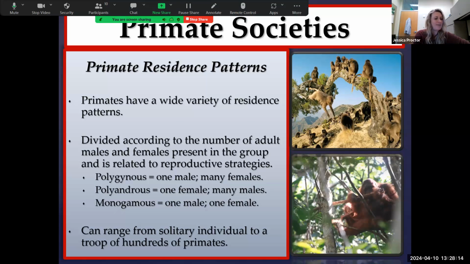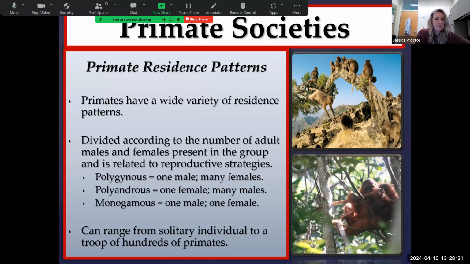And then polyandrous is the opposite. Polyandrous is one dominant female mating with all of the males in her home group as the reproductively receptive ones. So polyandrous, one female, many males. We see that in a lot of the New World monkeys and some of the Strepsirrhines.